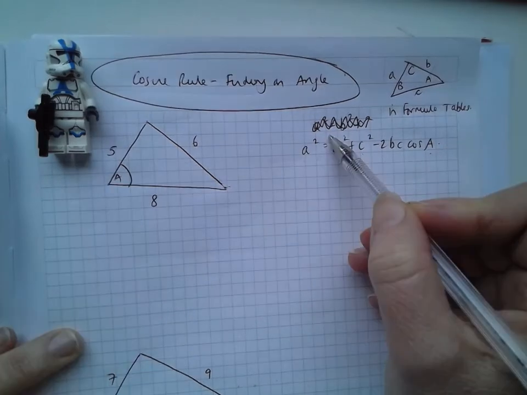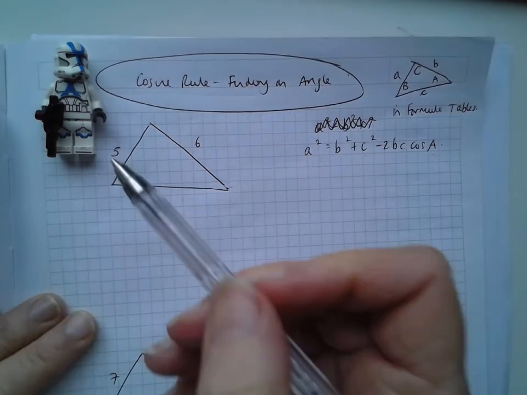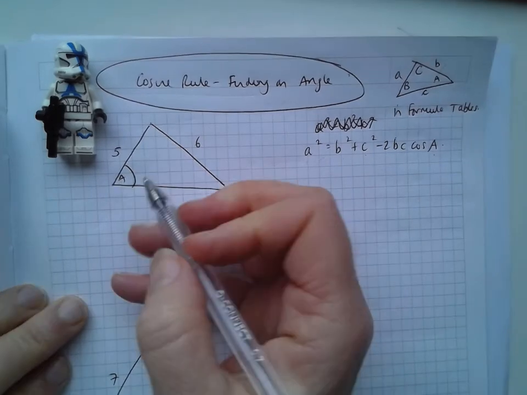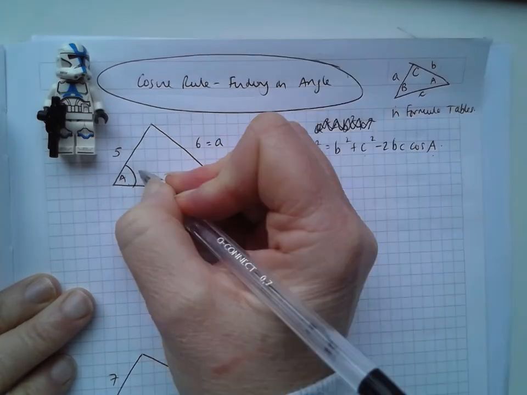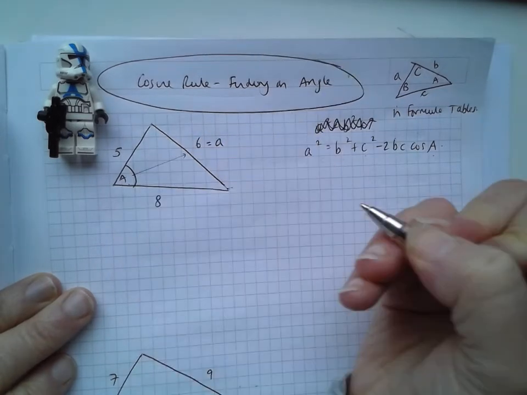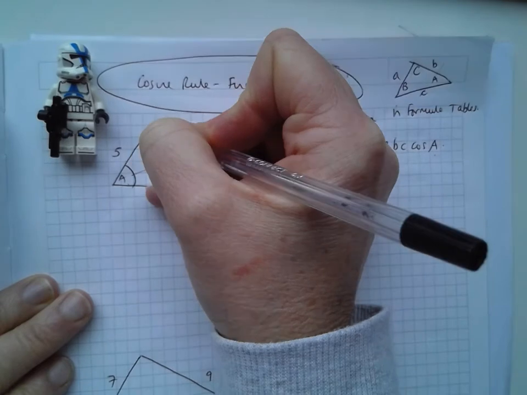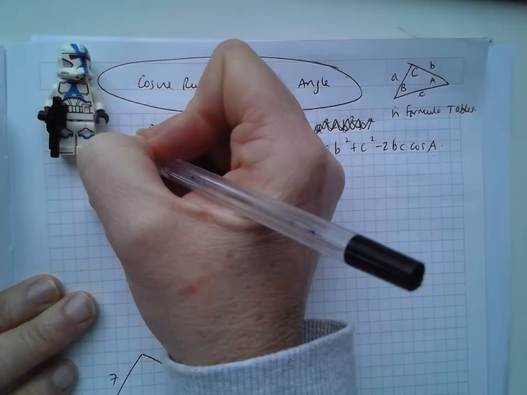So let's start off by labeling our triangle here. This is angle A, so we'll call this side a because it's directly opposite. Let's just call this b then, which means that that would be angle B, which we don't have to find, but we'll fill it in anyway. And then this must be c. So that would be angle C. Okay, so labeling the triangle.